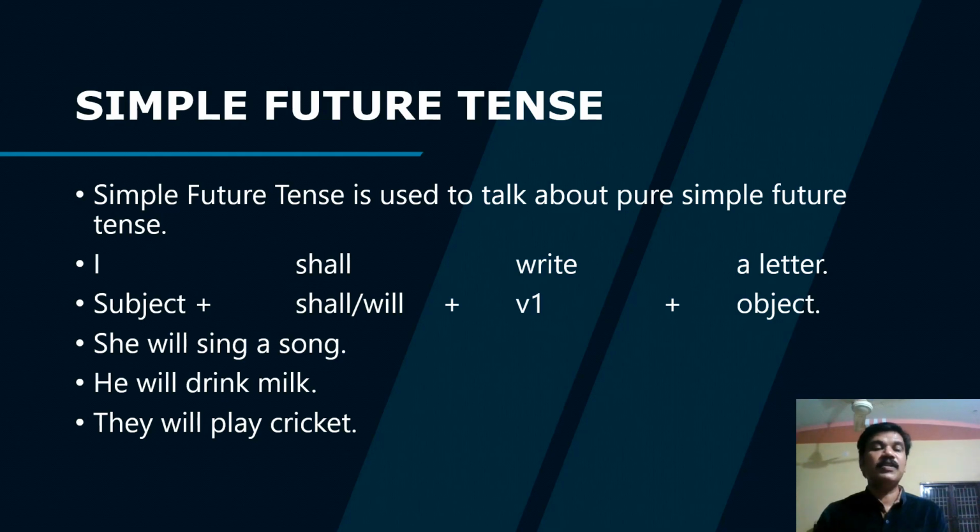Some more sentences for you. She will sing a song. He will drink milk. They will play cricket. Like this, you can construct future simple sentences.